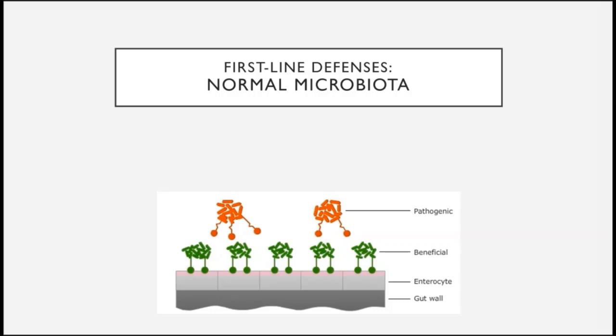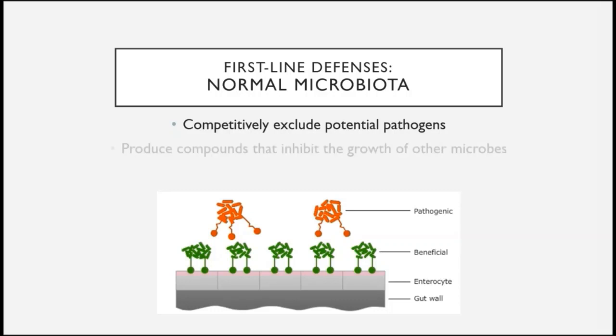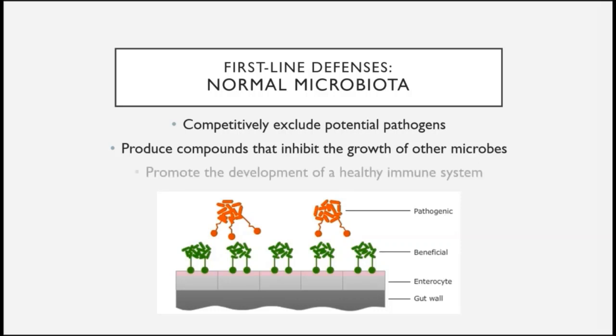We don't generally think of our normal microbiota as being part of ourselves. However, it is extremely important in the first line of defenses. It works through many mechanisms. First, it competitively excludes potential pathogens. Next, they produce compounds that can inhibit the growth of other microbes. And finally, they promote the development of a healthy immune system.